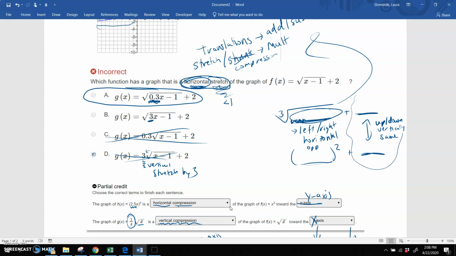Anything that happens on the end does affect it vertically, or if it's multiplied in front, that's also vertical. And again, it's as you would think. So if it's a number bigger than 1, it's a vertical stretch. If it's smaller than 1, it's a vertical shrink.